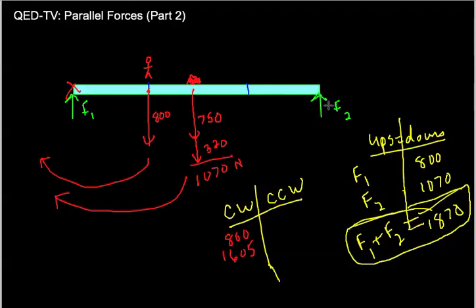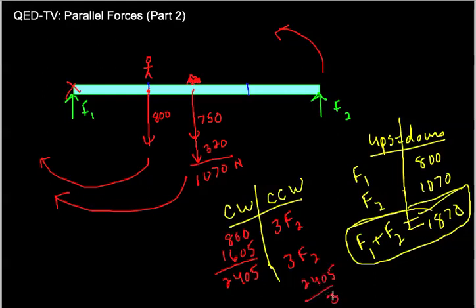And then what do I have for counterclockwise? Well, I have one force here. It's called F2, and it's 3 meters away. That would be a counterclockwise torque. So I'm going to write 3 times F2. I don't know what F2 is. So if I total these up, I'm going to have 2405 worth of clockwise torque, and I know that would have to equal my counterclockwise torque, 3 times F2. So to figure out F2, all I have to do is take 2405 and divide it by 3. And if I do that, you'll see that this force here is 802 newtons.